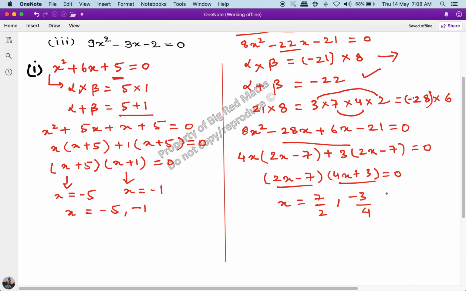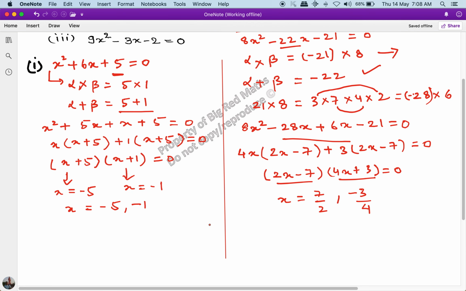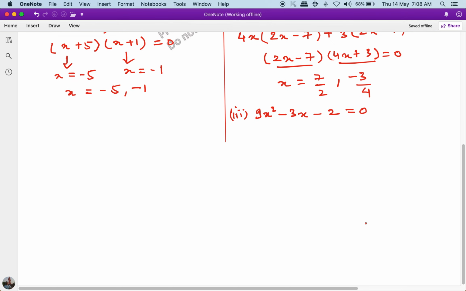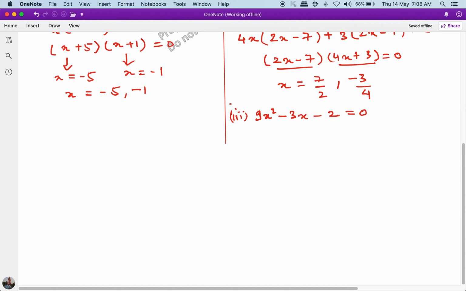Now let us solve the third part of the question. The third part of the question is 9x square minus 3x minus 2 is equal to 0. Now this is what I have to solve. Remember, I have to find two values alpha and beta such that alpha multiplied with beta is minus 2 into 9, and alpha plus beta is equal to minus 3.